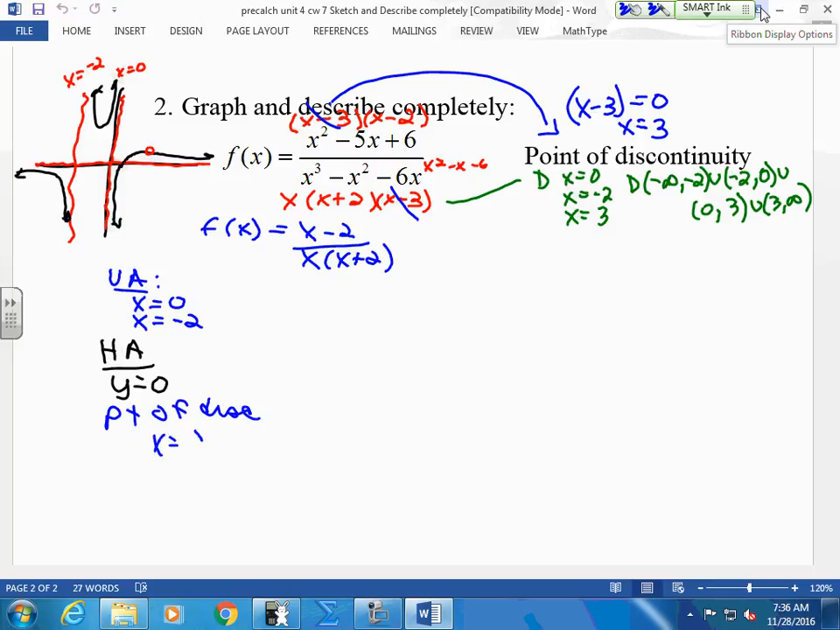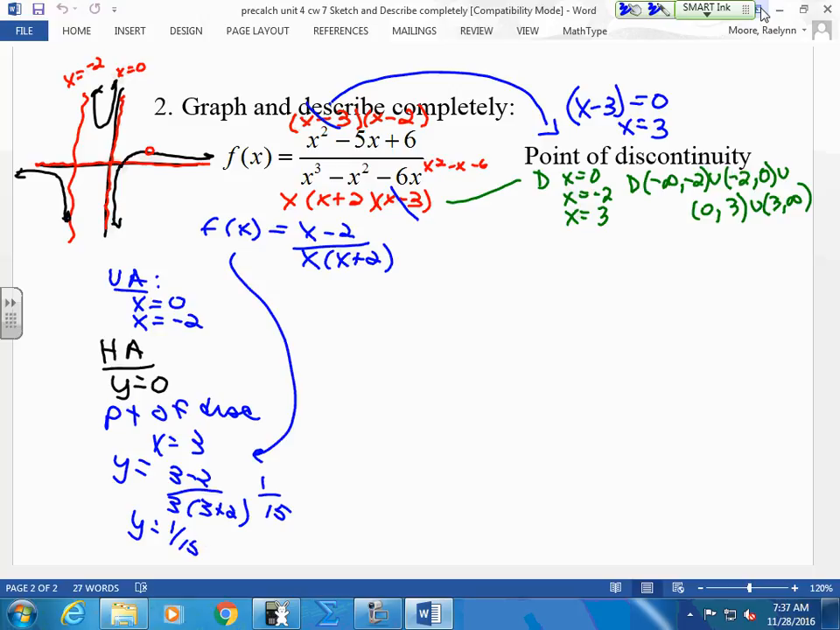So I know x is 3. So to find the y, I plug it back into the reduced one. If I plugged it into the original one, it wouldn't work because 3 is my domain restriction, and 3 would set my denominator equal to 0. So I plug it back into this guy to find my y, because it has to be a point. So y is equal to (3 minus 2) over (3 times 3 plus 2). So this gives me 1 over 15. So my point of discontinuity is this. I'll label it A.